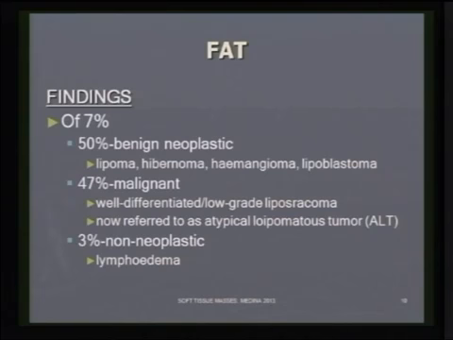And again, about half of the cases were malignant, mostly well-differentiated or low-grade liposarcomas, which now pathologically we refer to as atypical lipomatous tumours. In 3%, which is really only one case, it was a non-neoplastic lesion, which was an area of lymphedema in the soft tissues that demonstrated some fat within it.